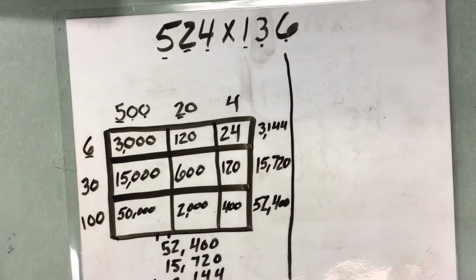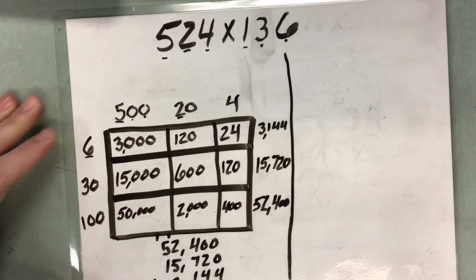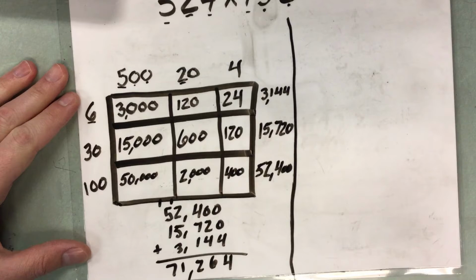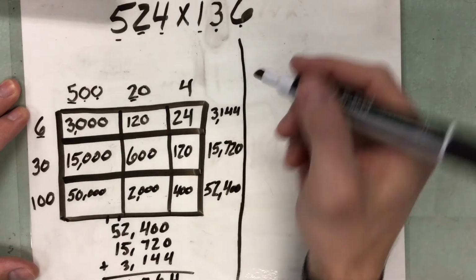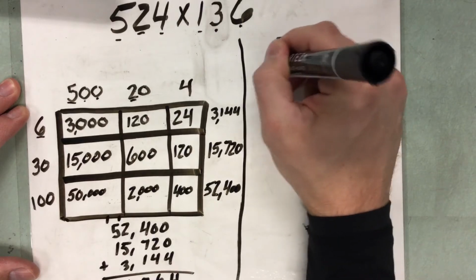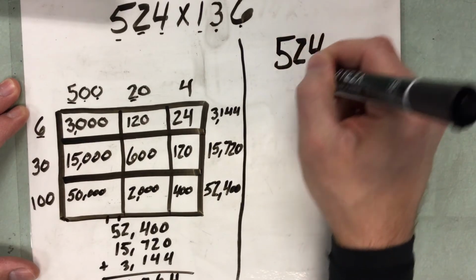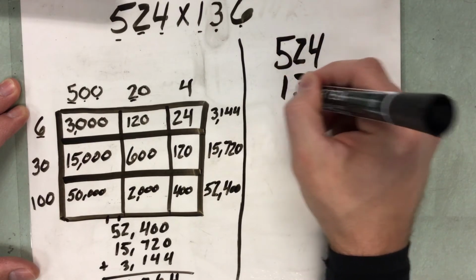So 71,264. Now let's work that out using the standard algorithm. So I'm going to set up this problem, 524 times 136.